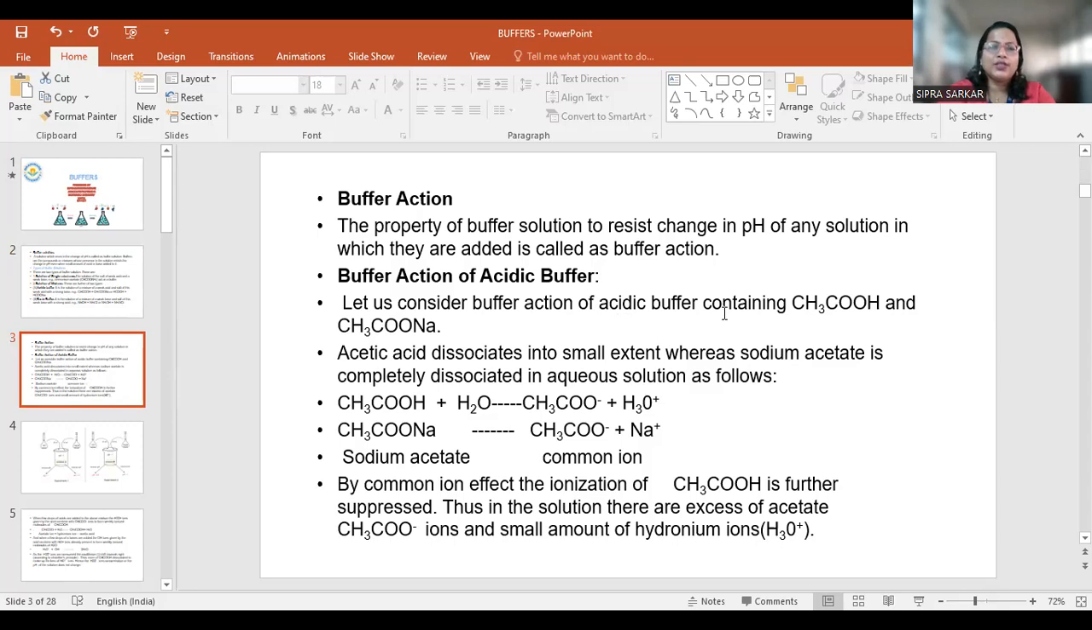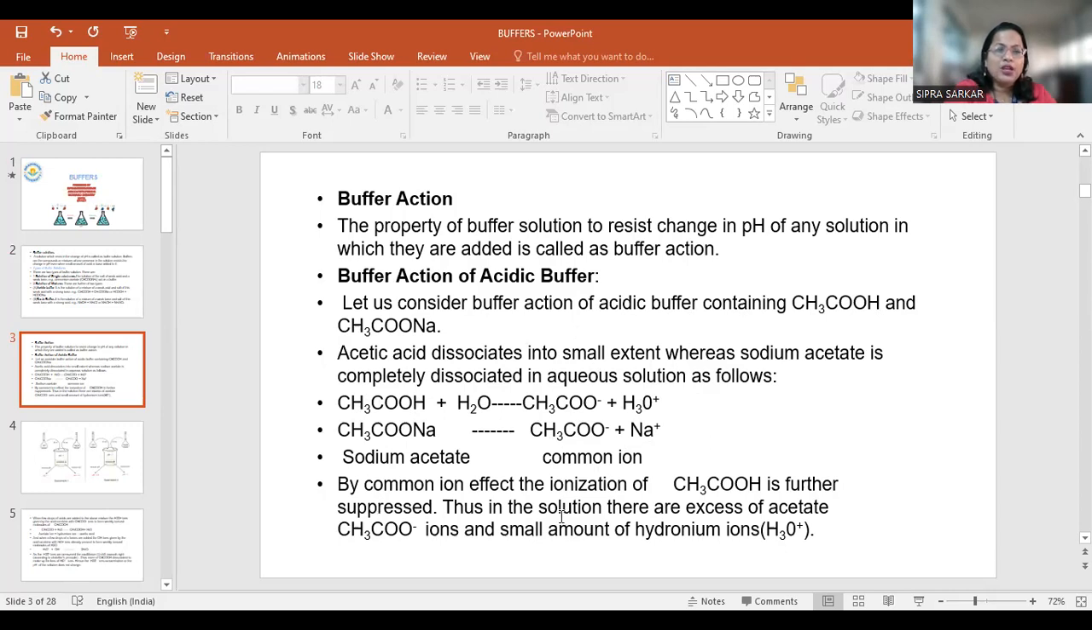Now buffer action of an acidic buffer. Let us consider the buffer action of an acidic buffer containing acetic acid and sodium acetate. Acetic acid dissociates to a small extent, whereas sodium acetate is completely dissociated in solution. CH3COOH plus water gives CH3COO minus and H3O plus. Acetic acid dissociates only slightly, but sodium acetate, CH3COONa, dissociates completely into CH3COO minus and Na plus.